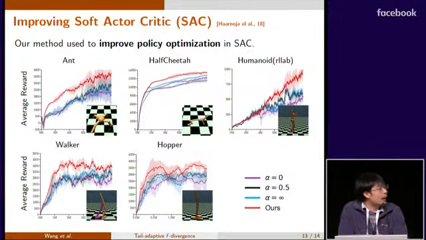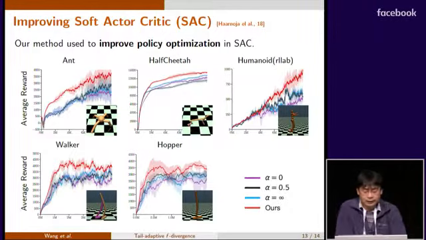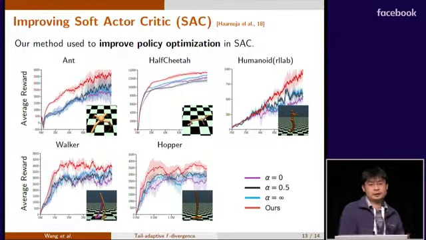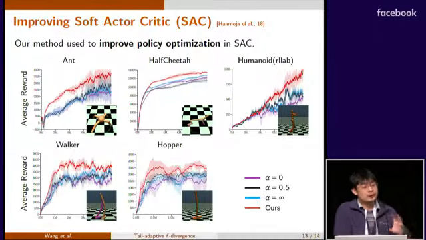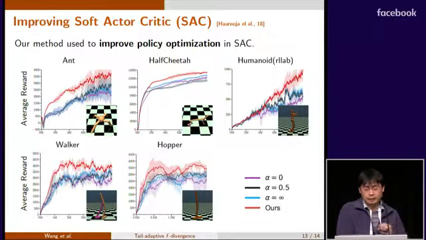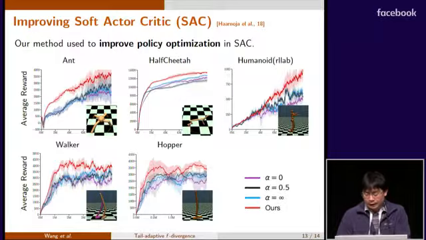Here we apply our method to improve reinforcement learning. In particular, we look at soft actor critic. It's a policy optimization algorithm that leverages KL divergence minimization for optimizing the policy. So we just treat the policy optimization as a variational inference method, and then use our method to improve this reinforcement learning algorithm. Turns out our improvement is quite significant.